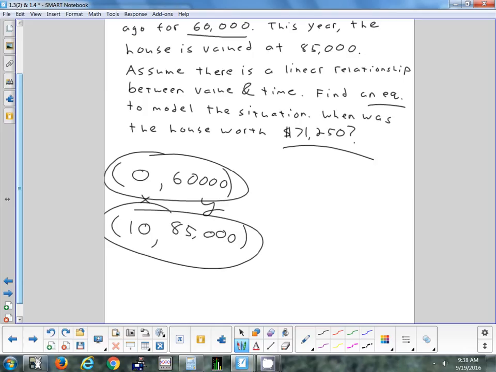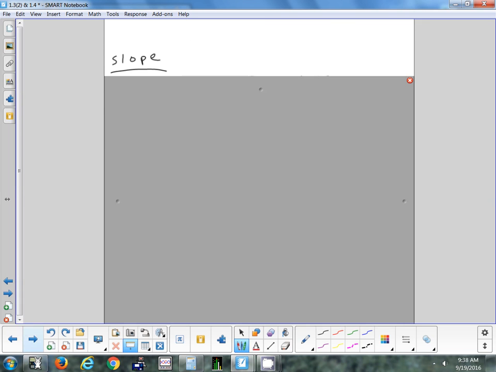I want to write it in this form. One of those 2 things, either the m or the b, I already know, just from one of these coordinates. I already know b. What is b, Adrian? B is 60,000. So I know that. But I need m. What's m stand for again? Slope.